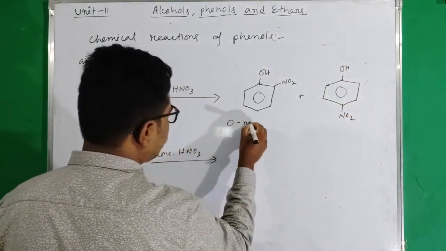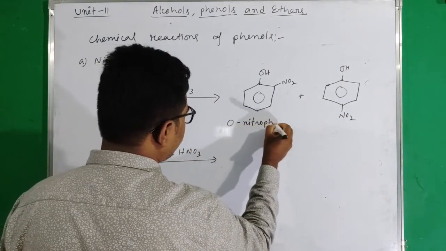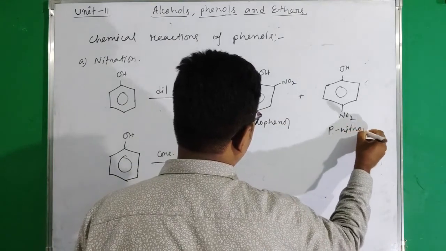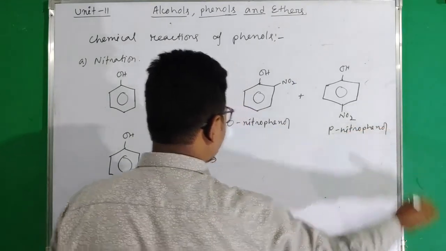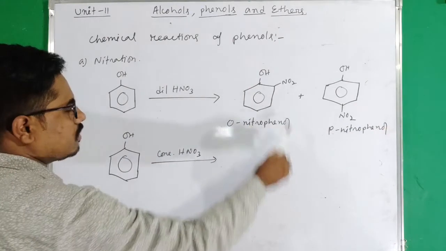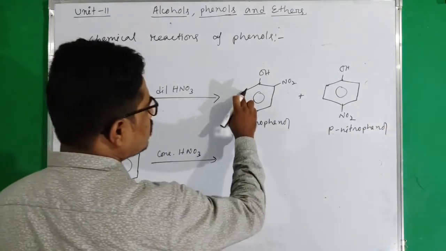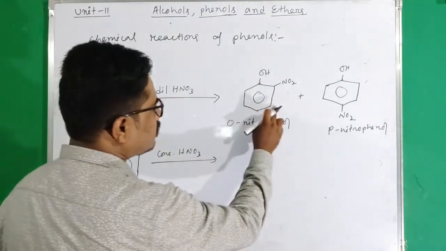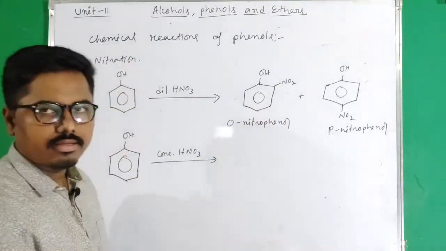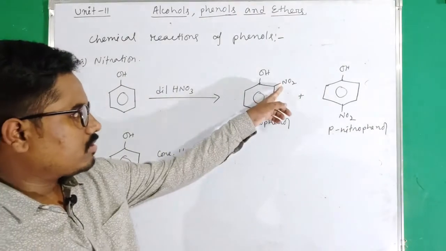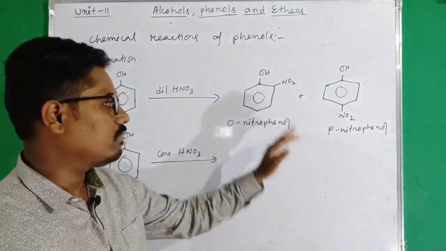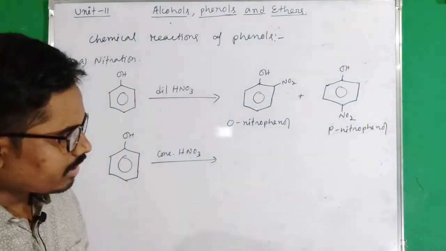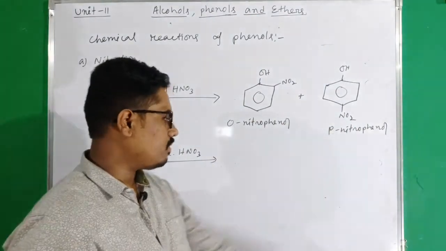This one is orthonitrophenol and this one is para-nitrophenol. Okay, this position is known as ortho position. Both these two positions are known as ortho position, after that meta position and then para position. In this case the nitro group is attached with ortho position, therefore orthonitrophenol, and in this case the nitro group is attached with para position, therefore para-nitrophenol.